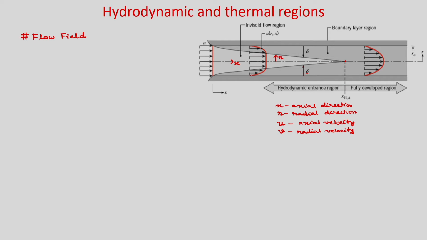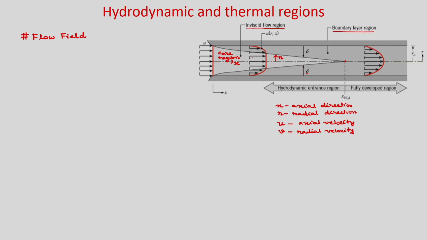Inside the boundary layer, the velocity will gradually increase from the wall and go to the core region. This is known as the core region, and this is your viscous region. And this is the inviscid flow region, which is your core region, and this is your boundary layer region, which is your viscous region.